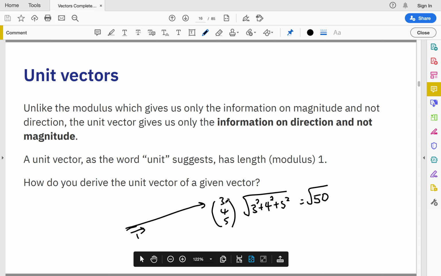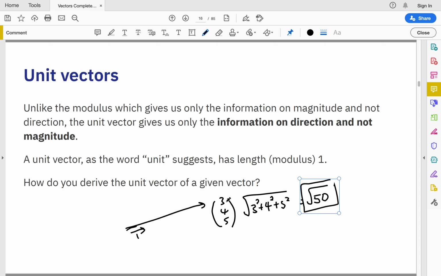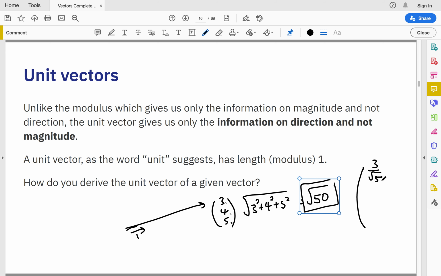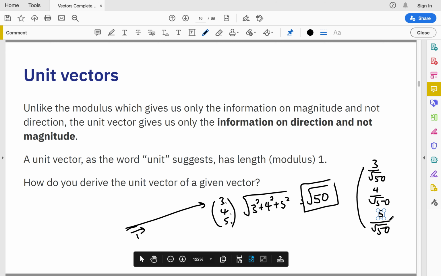All we have to do is first find the magnitude of the original vector and then proceed to divide each number in the original vector by this number. So our unit vector would be 3 over square root 50, 4 over square root 50, and 5 over square root 50. And a simple check with Pythagoras theorem would show that the magnitude of this vector is actually 1. So this is how we find unit vectors.